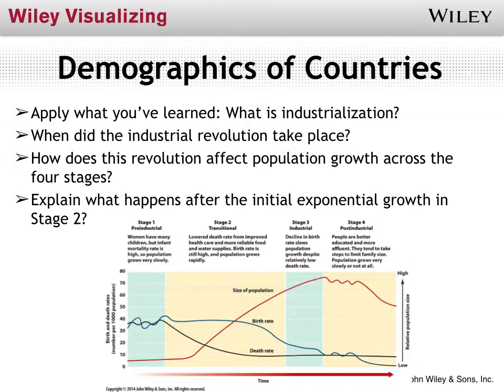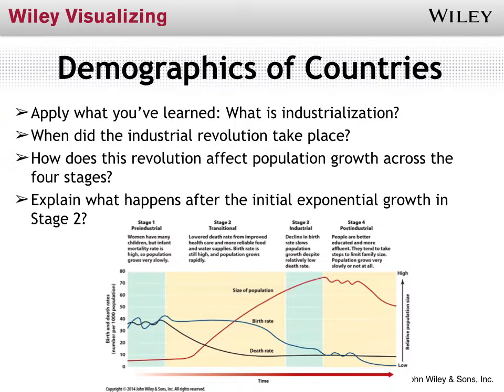As you move into the industrial phase, notice the population is still growing in size, but what's starting to happen to the birth rate? It's starting to decline. But the population, again, still is growing. It's slowing down. It's not growing as rapidly because the birth rates are still higher than the death rate.